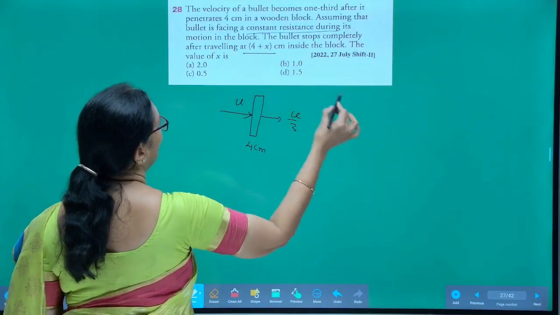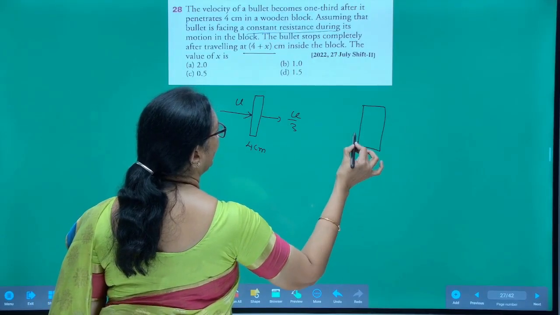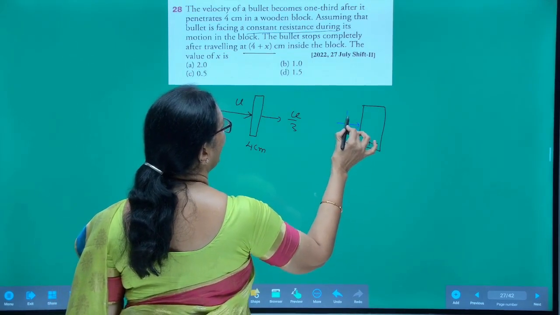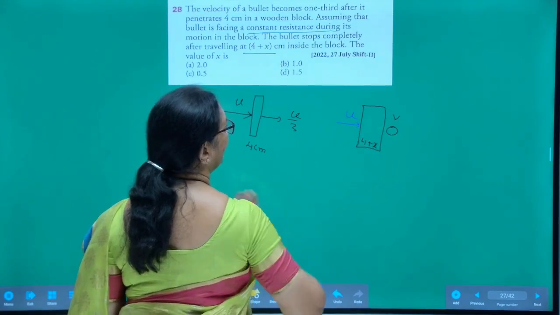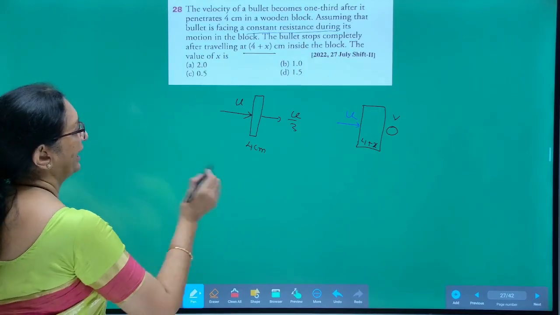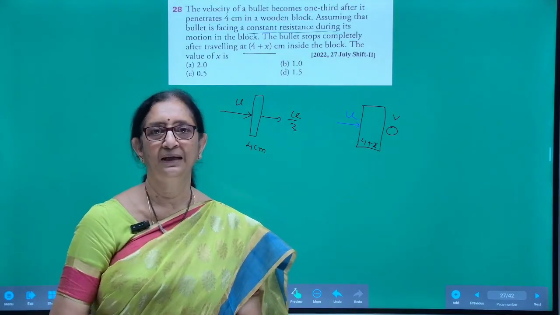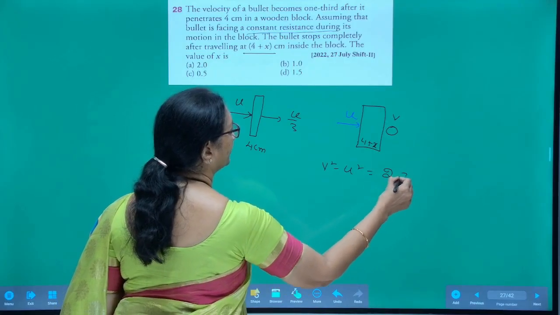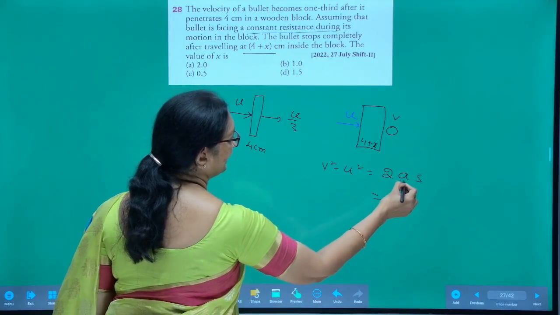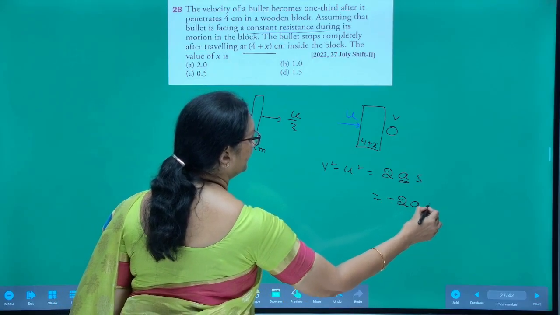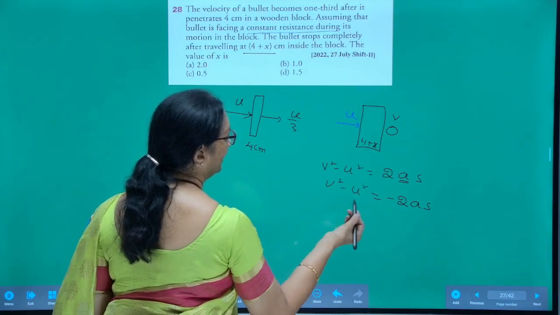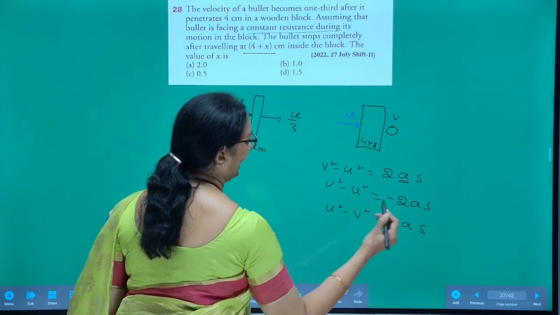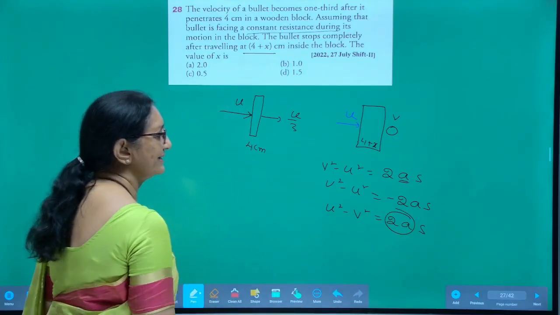Bullet stops completely, meaning here if this thickness is 4 plus x centimeters, the bullet stops completely. Final velocity is 0. So, the value of x. See here from this equation, v square minus u square is equal to 2as. As resistance is offered, this becomes u square minus v square is 2as. Same force of resistance is offered.